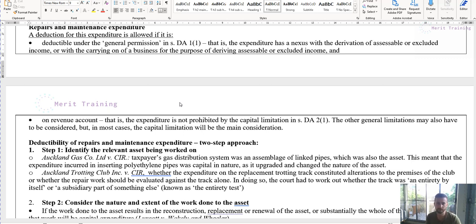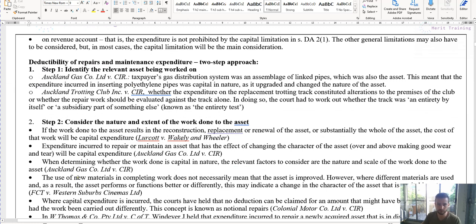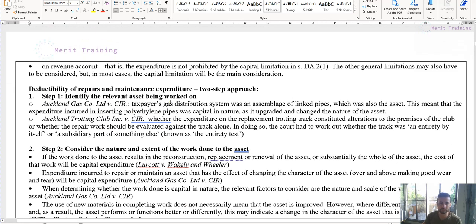So that's when case law comes in, because it's a bit of a grey area. So some of the key questions: is this a replacement asset or a renewal? Is it substantially the whole of the asset, or is it a portion? What's the cost of it, etc.? So we'll go through it in a second. So there's 2 steps involved in this approach in determining whether it's deductible or not. So the first thing is identify the asset.